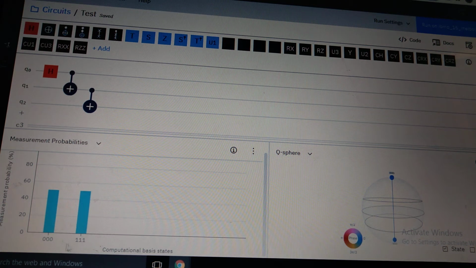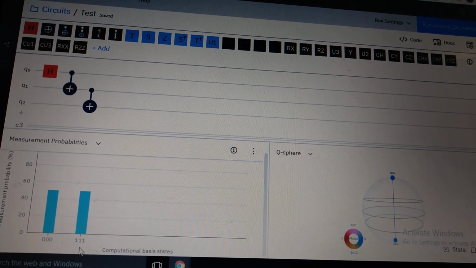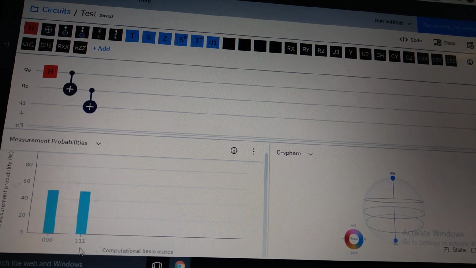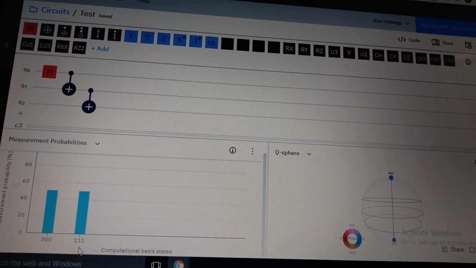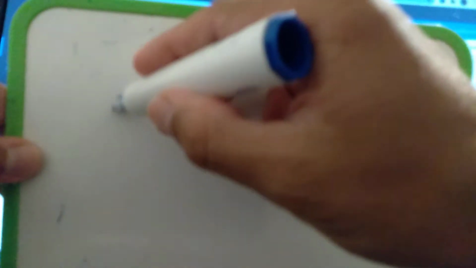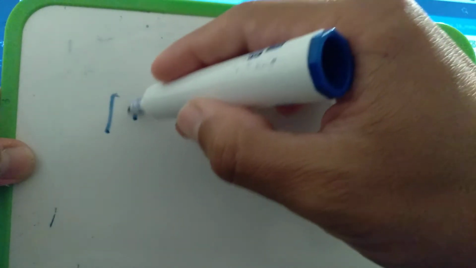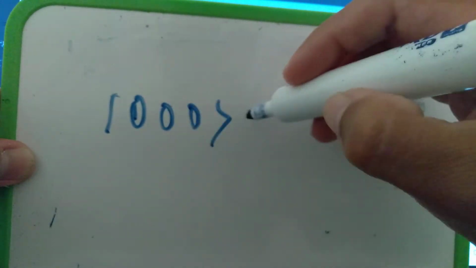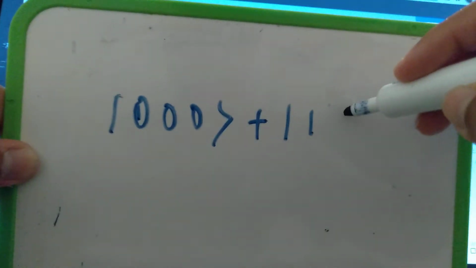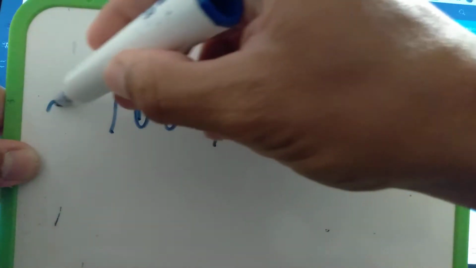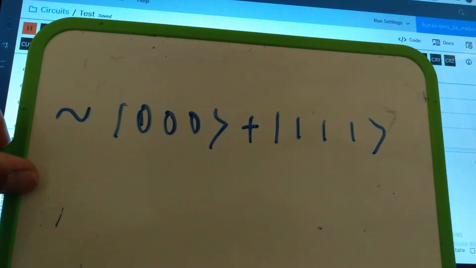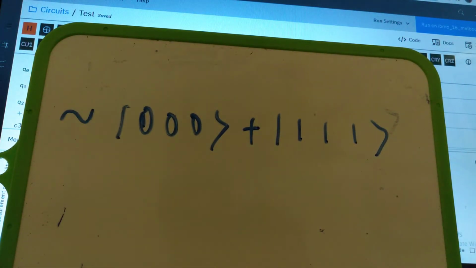right? And both of them are 50-50 chance, right? So basically now, how do you write that one formally in quantum mechanics? Well, you write it, so 3 zeros and 3 ones. I'm going to put proportional because there's a proportionality constant that goes around here.